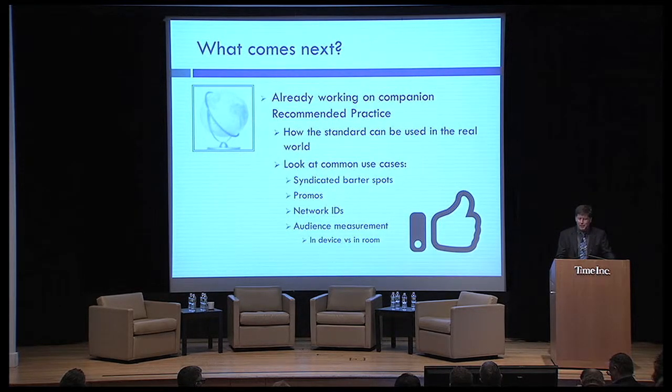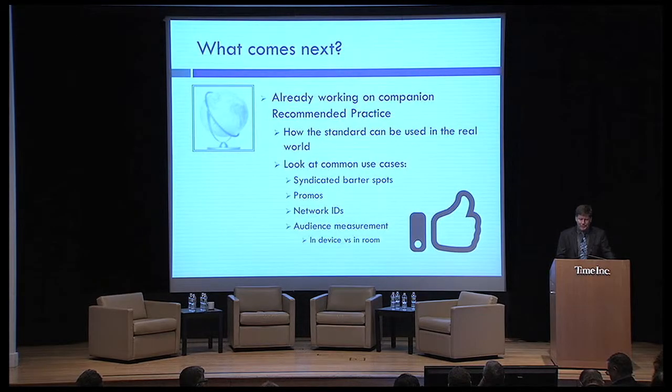Yeah, some of the weird corner cases that we have identified as a group: how do you work with things like syndicated barter spots? Would that have an ad ID attached to it, or would it have an IDER attached to it? Trying to give some guidance on those types of things. Promos, other weird cases, network IDs. And then also talking about, okay, if we are reading this watermark, how do we do that? Is it done in a device? Is it done acoustically in the room? How do you make all that work?